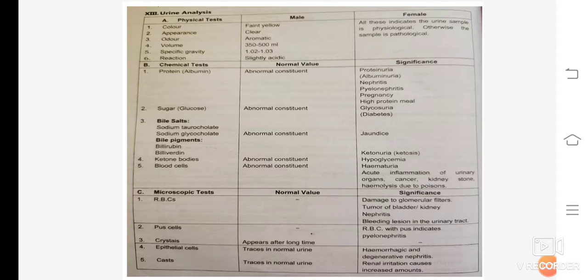In the physical test, the color in a male is faint yellow, appearance clear, odor aromatic, volume 350 to 500 ml, specific gravity 1.02 to 1.03, and reaction slightly acidic. These are the physical tests of urine analysis.